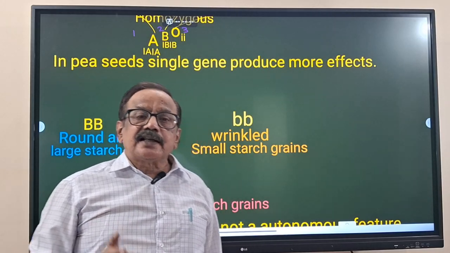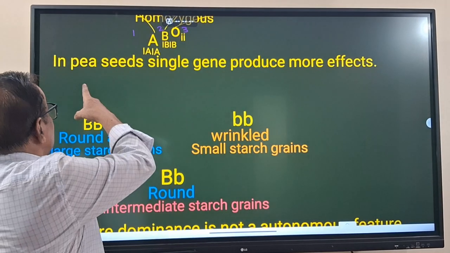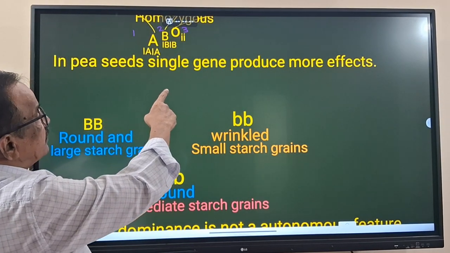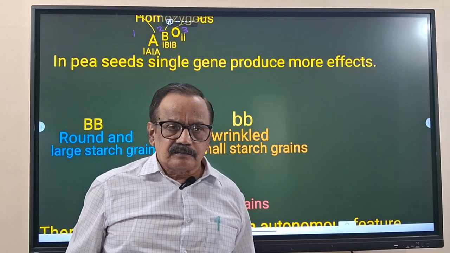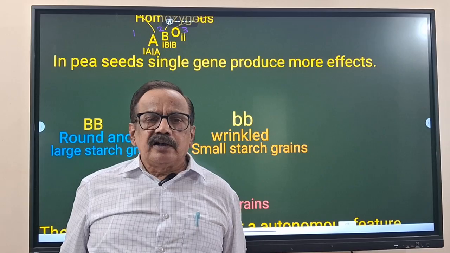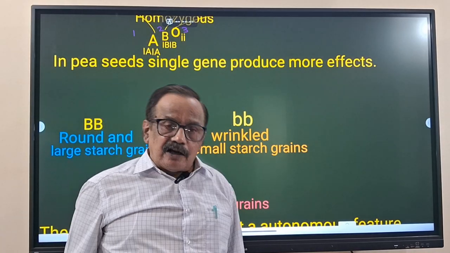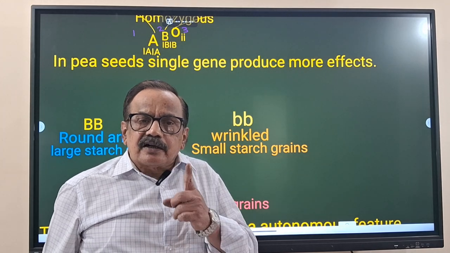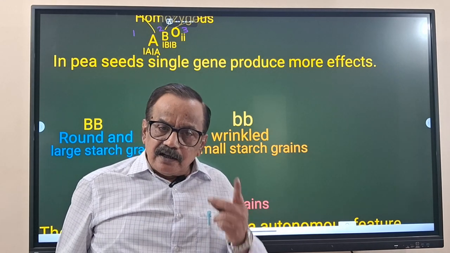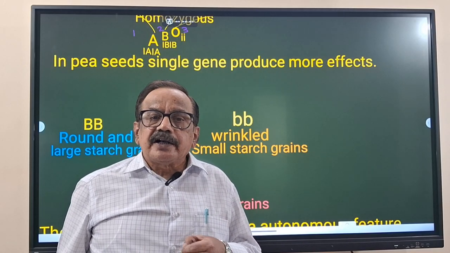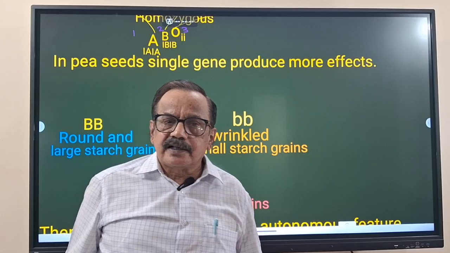That is, you can see in the pea plant seeds. In pea seeds, a single gene produces more effects. Effects means characters. A single pair will give more effects. One is the dominant effect, and one is the incomplete dominant effect. Both are present in the pea seeds. This is also an important question.